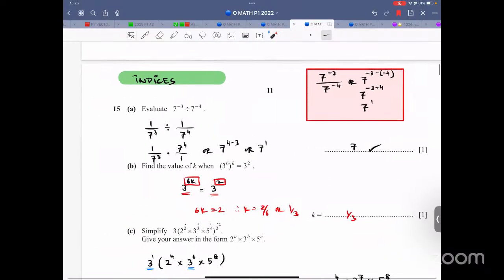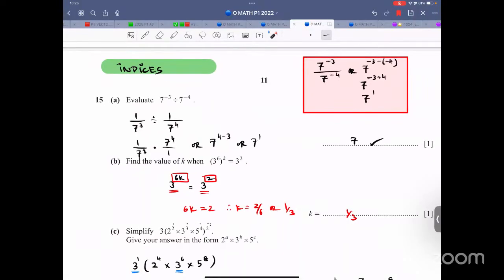1 is inclusive, 10 is not. Now indices, very, very important. 7 raised to power of negative 3 divided by 7 raised to power of negative 4. So that is 1 over 7 cube. This is 1 over 7 to the 4. This is 7 to the 4 over 7 cube, which is 7.